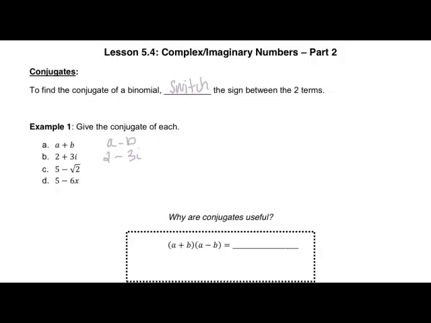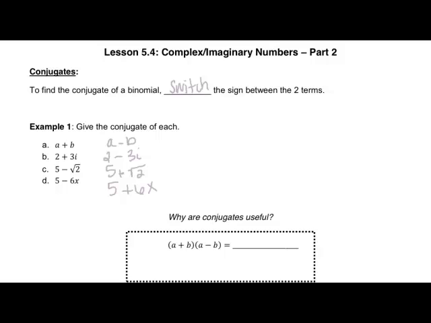For part C, we have 5 minus the square root of 2. So the conjugate would be 5 plus the square root of 2. And then lastly, for part D, we have 5 minus 6x. So the conjugate of that would be 5 plus 6x. So again, we're just switching the sign. So if it's subtraction, we change it to addition. If it's addition, we change it to subtraction.